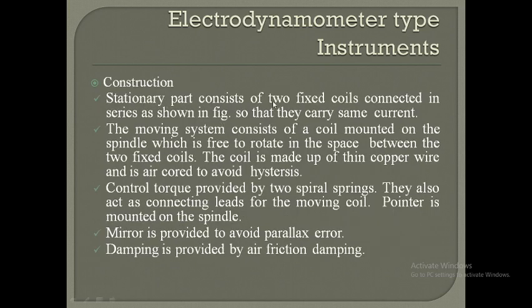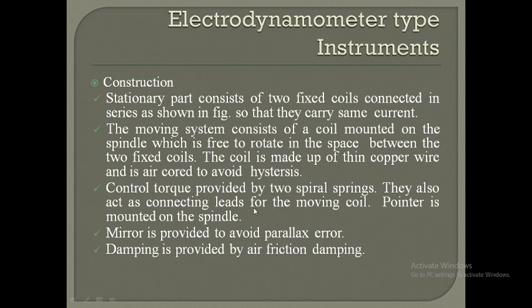Now the stationary part consists of two fixed coils connected in series as shown in the figure so that they carry the same current. The moving system consists of a coil mounted on the spindle which is free to rotate in the space between the two fixed coils. The coil is made up of thin copper wire and is air cooled to avoid hysteresis losses.